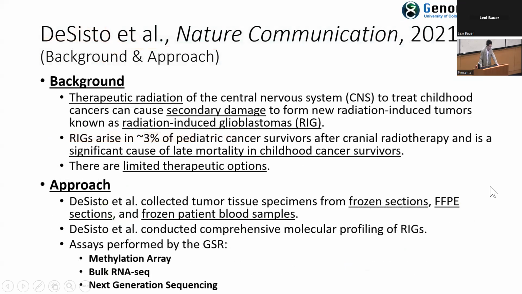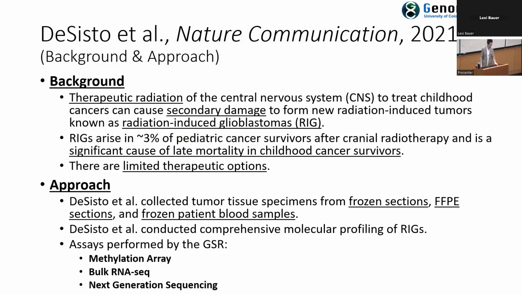So a little bit of background. Therapeutic radiation of the central nervous system to treat childhood cancers can cause secondary damage, forming new radiation-induced tumors known as radiation-induced glioblastomas. They're called RIGs. RIGs arise in 3% of pediatric cancer survivors after cranial radiotherapy, and are a significant cause of late mortality in childhood cancer survivors. And sadly, there are limited therapeutic options.